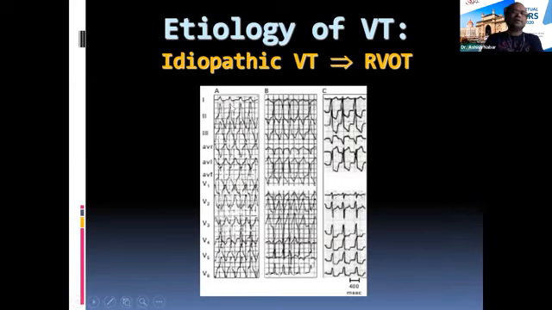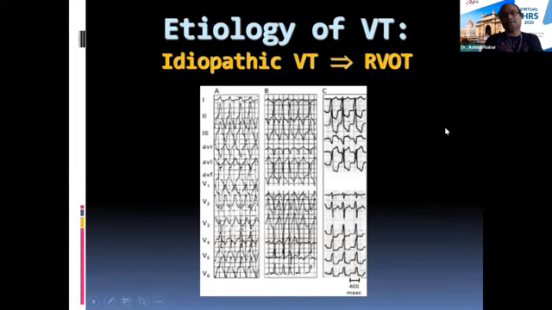On the other hand, you have some VTs which are with a tall R in 2, 3, aVF. So you have something called idiopathic outflow tract tachycardias. The most common site is the right ventricular outflow tract, so therefore it's an LBBB type of morphology, but you have tall QRS complexes in 2, 3 and aVF. So this is an outflow tract VT coming from the right ventricular outflow, and this is an idiopathic VT.